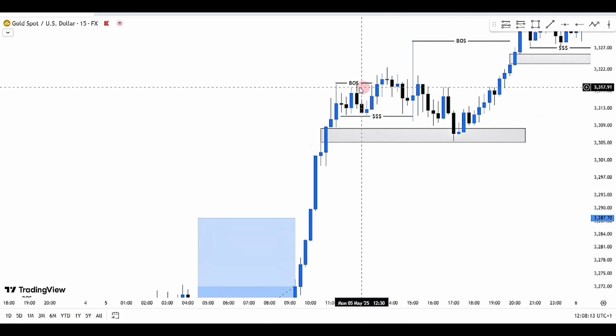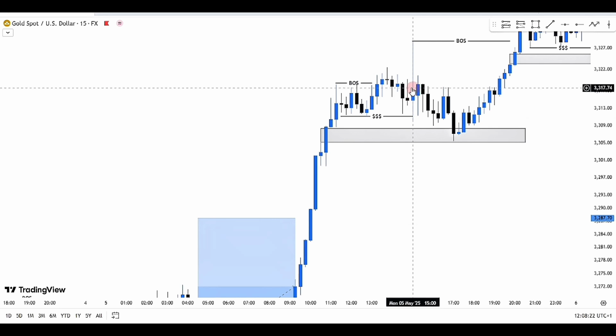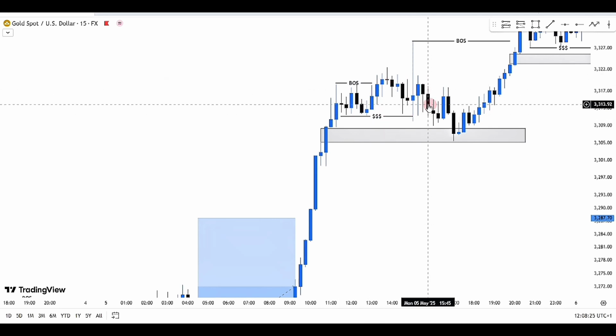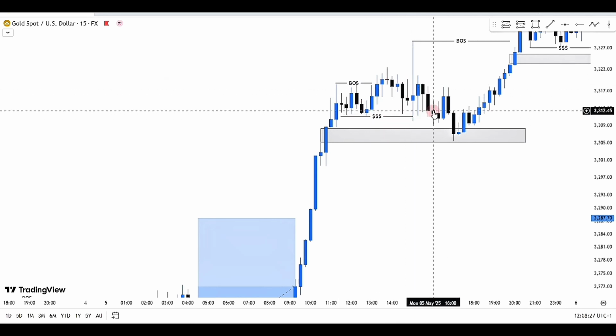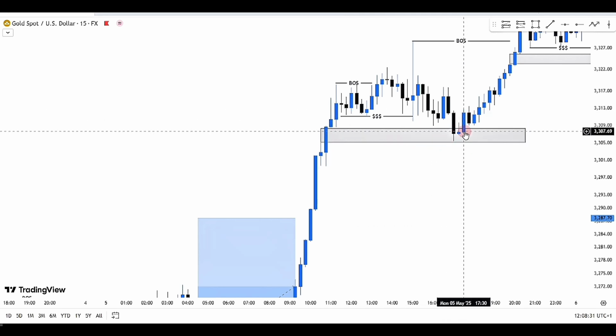Actually, we had a little minor break of structure. So now basically what we expect price to do is to come take out this liquidity point which has been built, expecting price to come tap on this very FVG level for us to buy. It's as simple as it is.